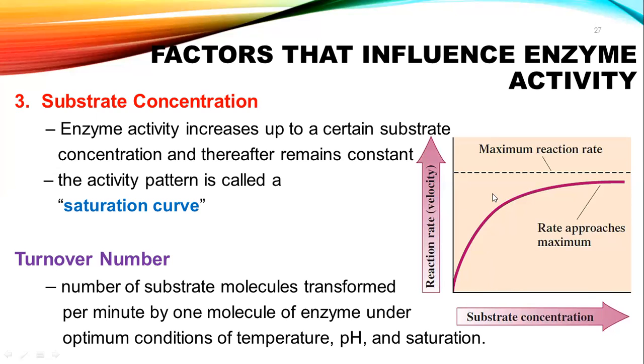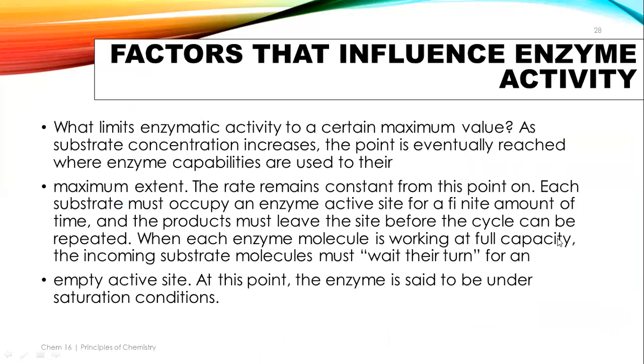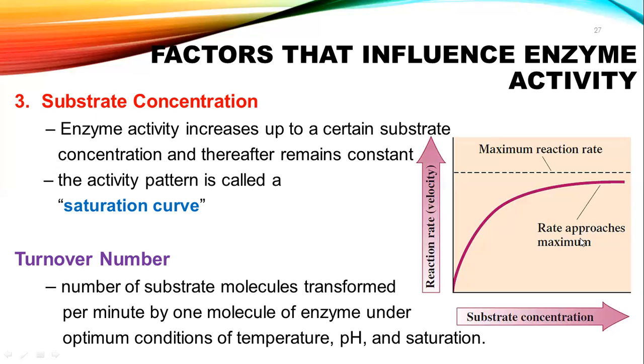So when you increase the substrate, the maximum reaction rate for your enzyme also increases, and the rate approaches a maximum. But there is what we call the saturation curve. So no matter how much you increase your substrate, it will again reach a maximum reaction rate. So enzyme activity increases up to a certain substrate concentration, thereafter remains constant. And this is what you call a saturation curve.